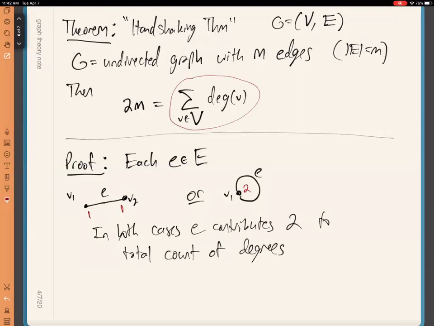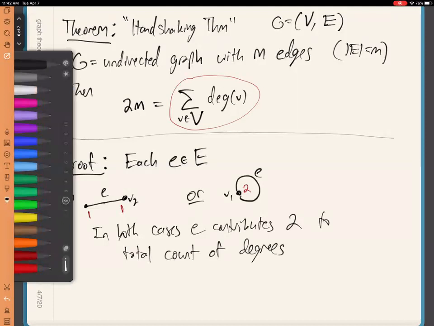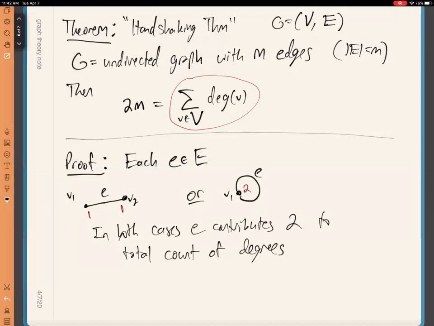Well, then if I sum up all the degrees, that's going to be the same as just multiplying the number of edges by 2, right? Because m is the number of edges. For each such edge, I have a count of 2 contributing to the total count of the degrees. And so when I sum up all the degrees, that's the same as multiplying the number of edges by 2, because for each E, I get a count of 2 to the total degree count.